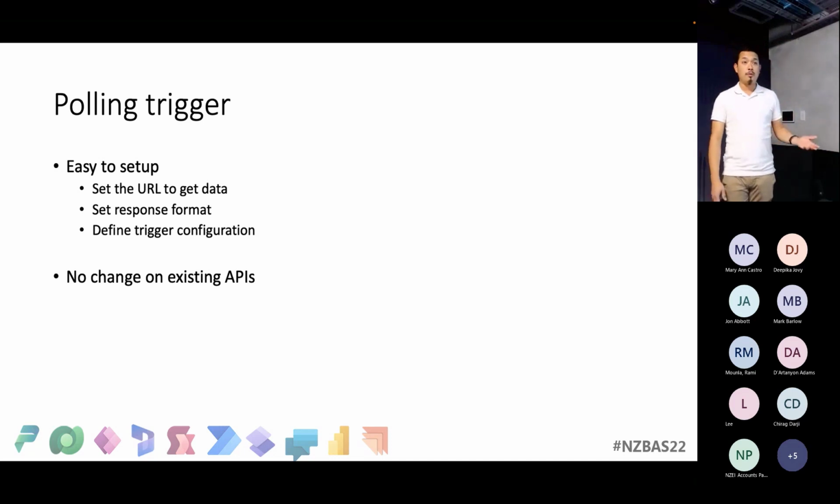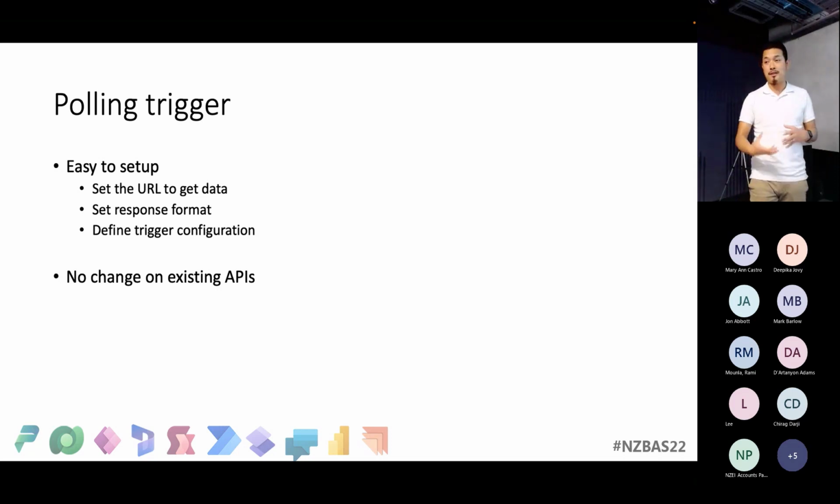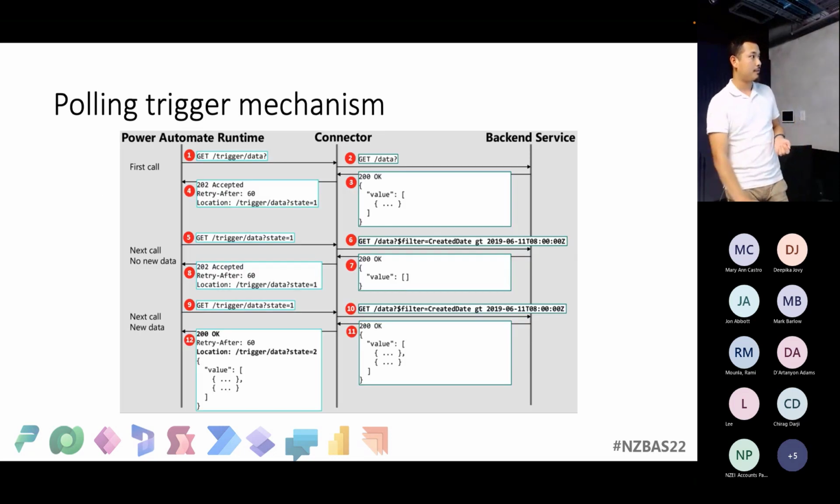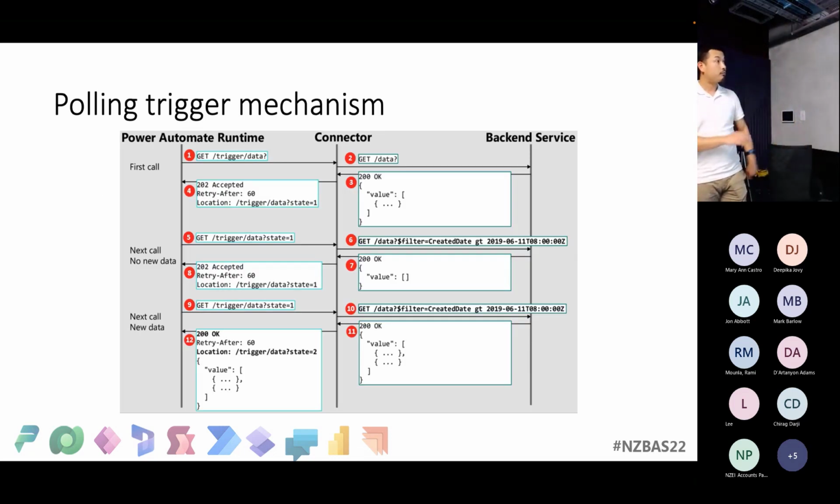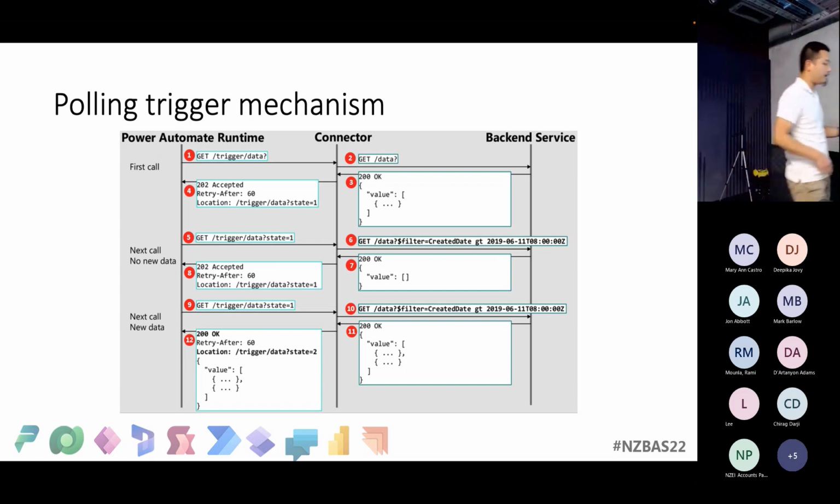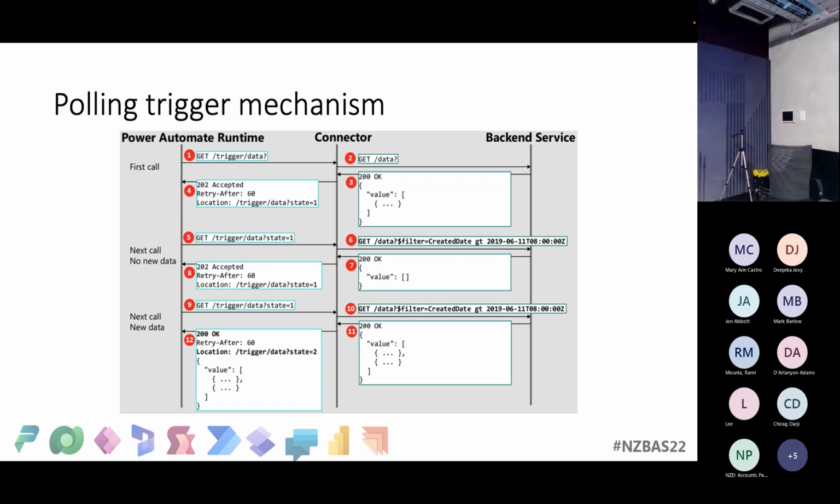And the good thing is there's no change needed to the existing APIs. So I'll show you one of the demos I just created this morning, and that is the polling trigger on the database. That means I'm not making changes on the database, but I can easily create a trigger from the database. So the polling trigger mechanism is quite easy to understand.